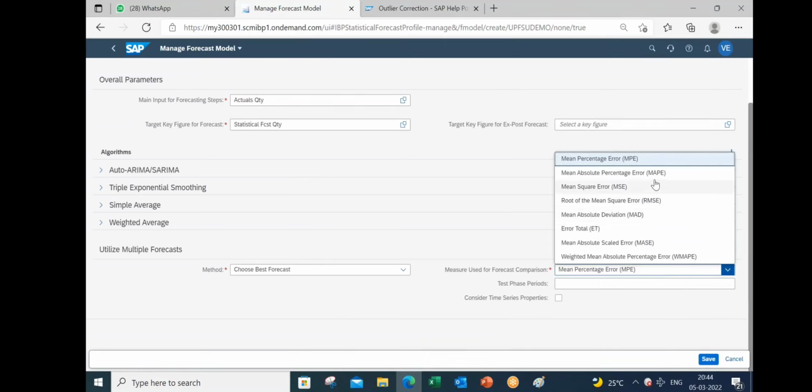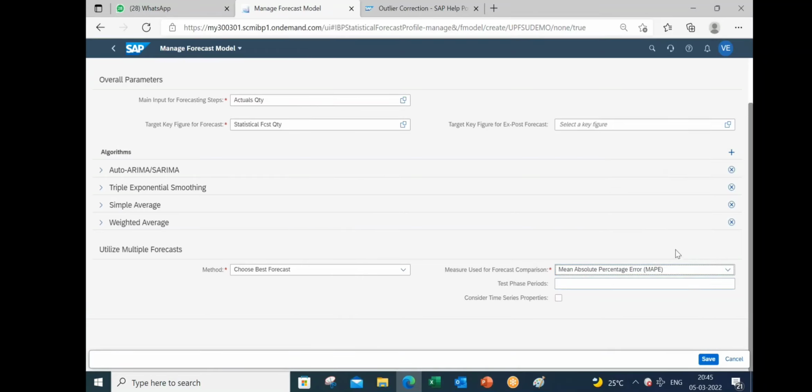Normally MAPE is the best measure that everyone likes because it gives an absolute percentage error. It is absolute, means there is no negative, and on top of that it gives a percentage error also. So MAPE is a favorite error for many companies. If you give MAPE, whichever algorithm is giving the least MAPE, the system will choose that as my best forecast.